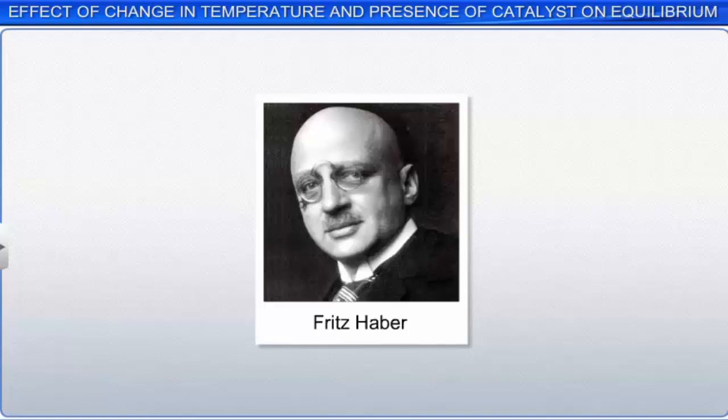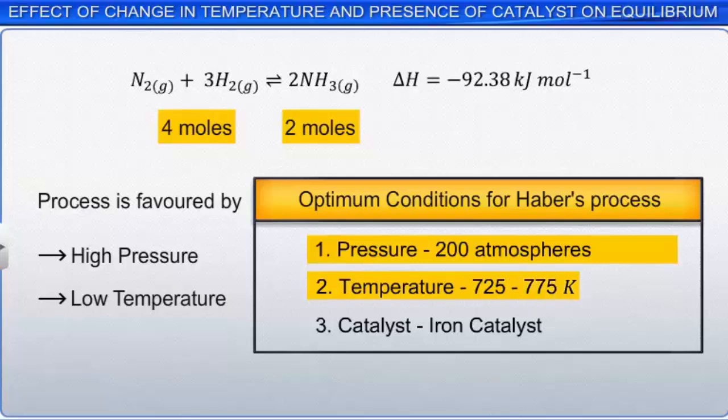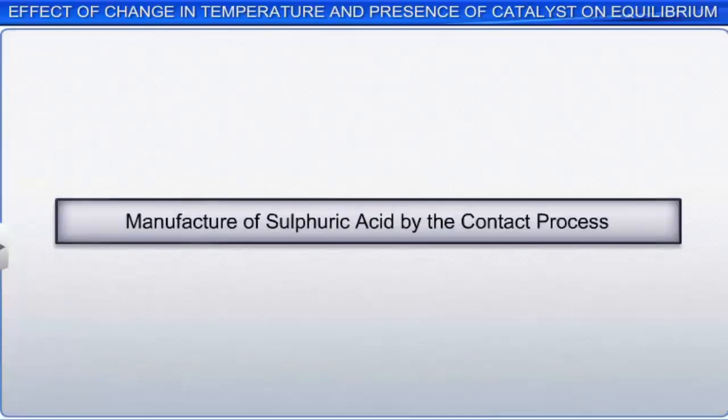Thus, the optimum conditions for the industrial method of the synthesis of ammonia by Haber's process are a pressure of 200 atmospheres, a temperature of 725 to 775 Kelvin, and an iron catalyst to speed up the reaction. The importance of a catalyst can also be understood by its use in the manufacture of sulfuric acid by the contact process.